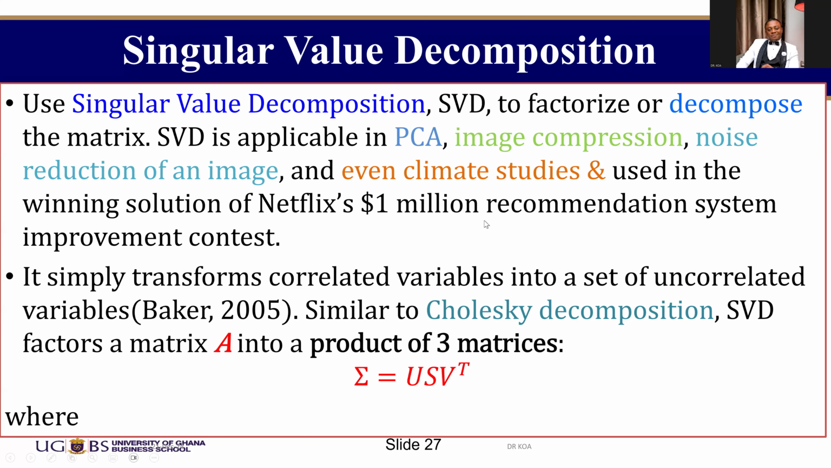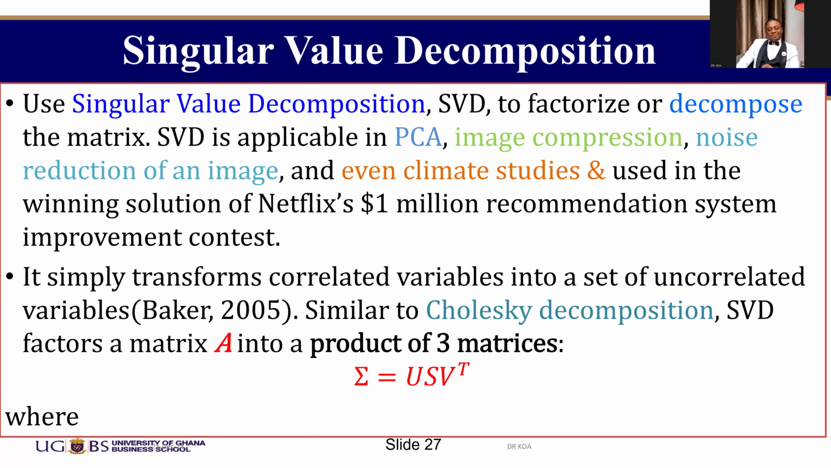So what does this SVD basically do? It transforms variables that are correlated. And you remember that we said you cannot do PCA on uncorrelated, orthogonal variables. The variables must be correlated with each other for you to combine them.